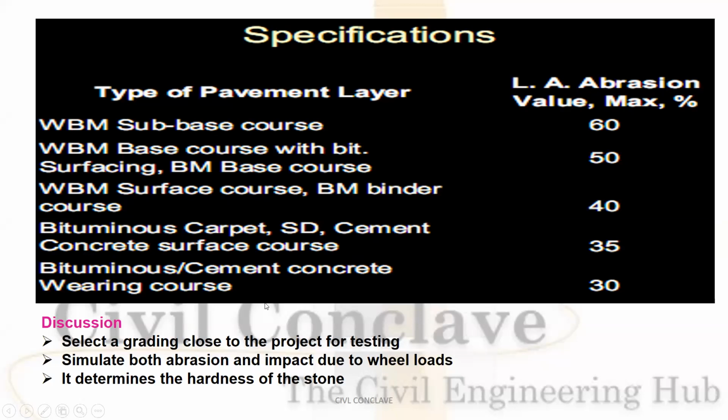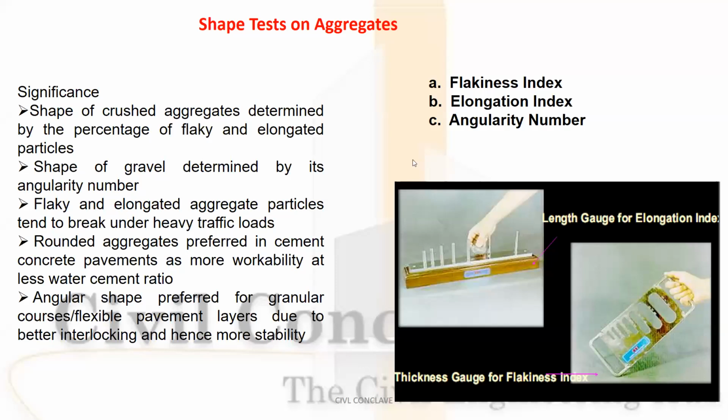Select the grading close to the project for testing. This simulates both abrasion and impact due to wheel loads, to determine the hardness of the stone. Shape test of the aggregate: it is known as the flakiness index, elongation index, and angularity number. So this is the equipment which has been used to check the flakiness index.